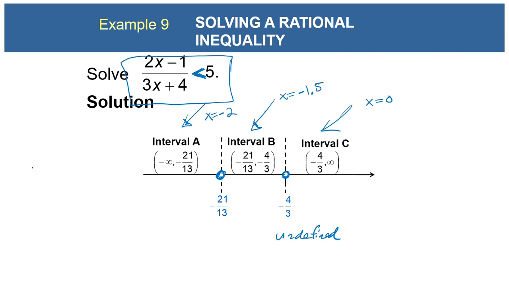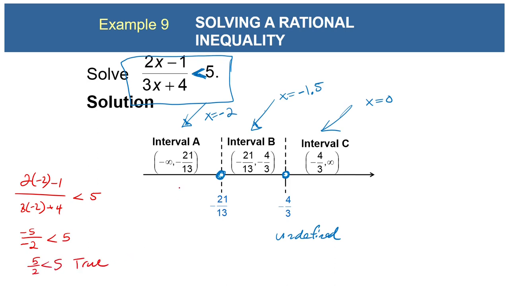We'll test x equals -2 first. So I'm plugging in a -2 and let's see if it's true or false. We have -2 times 2, that's -4, minus 1, that's -5 on the top. Here it's -6 plus 4, that's -2. Is that less than 5? This becomes 5/2. Is that less than 5? Yes, it is. It is true. So I'm going to shade to the left side of -21/13.